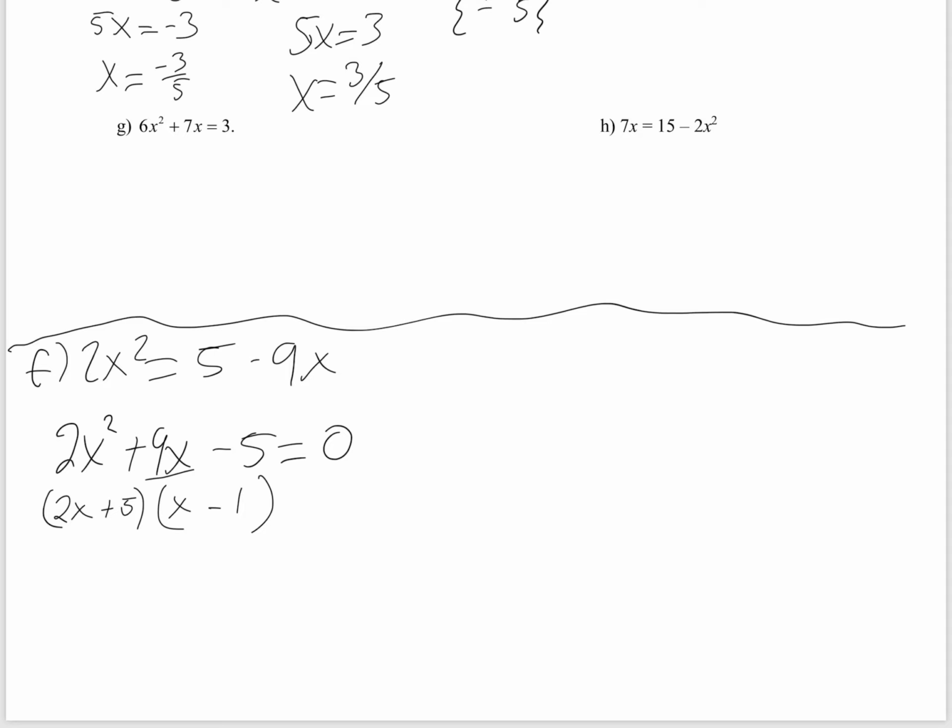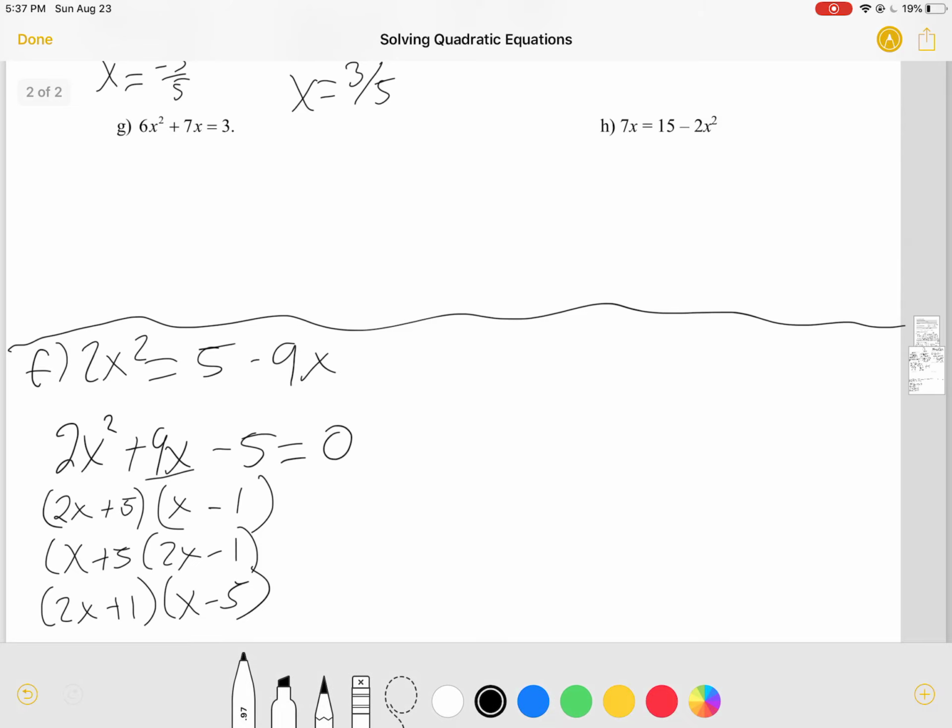So maybe we should have written the numbers in a different way. Maybe I should have put the x here and the 5 here, and maybe I should have had the 2x here with the minus 1. Maybe that one would have worked. Or maybe the 1 should have been positive in the first place, and maybe the 5 should have been negative, right? You have all these possibilities, and I can keep going with all the different combinations. So you don't want to go this route because it gets complicated, randomly guessing where to place all those numbers, all right?